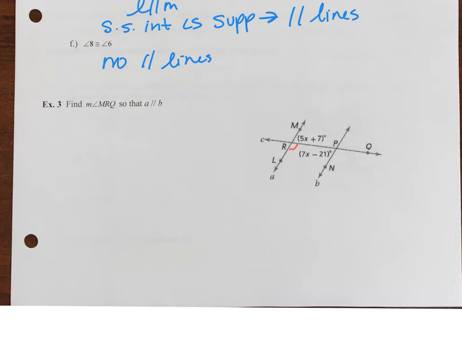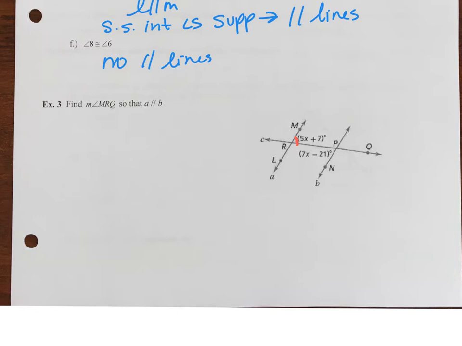Nope, not that one. Sorry, let me erase that. MRQ starts. MRQ is this angle right here. Okay, so what we need to do is, first of all, find a value of x, and then plug that x in to see what the measure of angle MRQ has to be so that I have parallel lines.